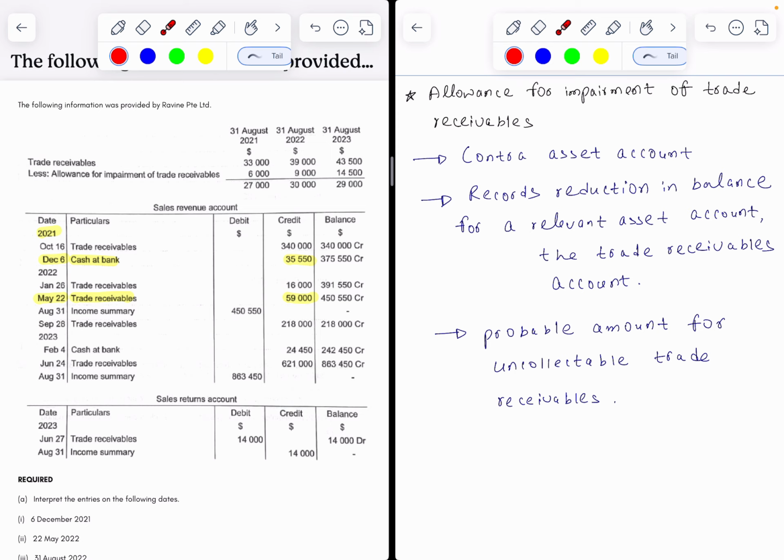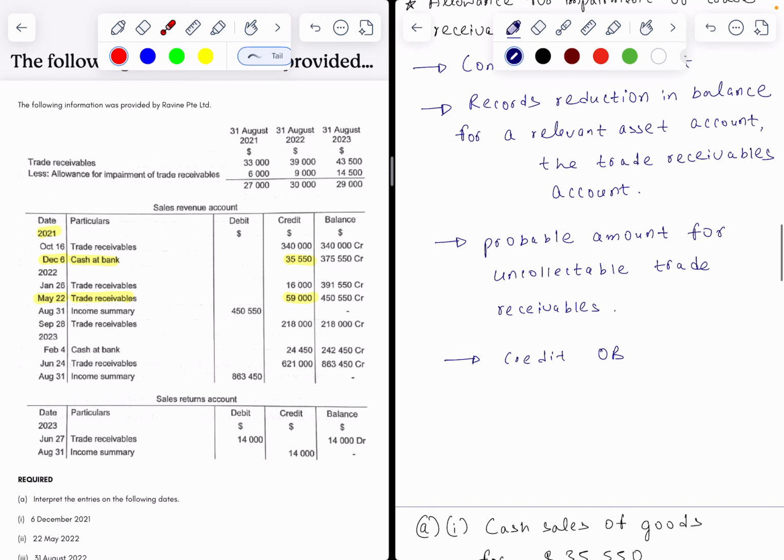All right, and because it is a separate account which records the possible reduction for the asset account trade receivables, it is classified as a contra asset account, which means always that by default it should have a credit opening balance, which also means that when it increases we credit it and when it decreases we debit it.